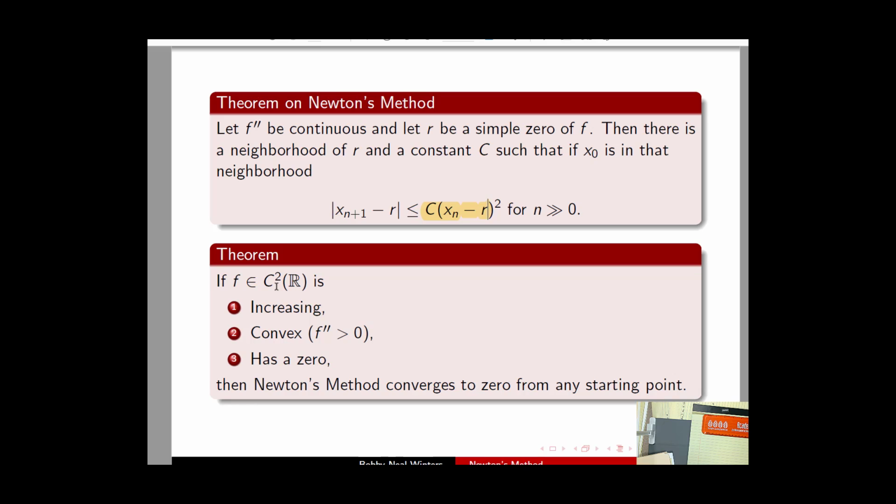And so if we're lucky enough to have a function whose second derivative is positive, that is, it's convex, which means it's smiley, and if it has a 0, then Newton's method will converge from any starting point.